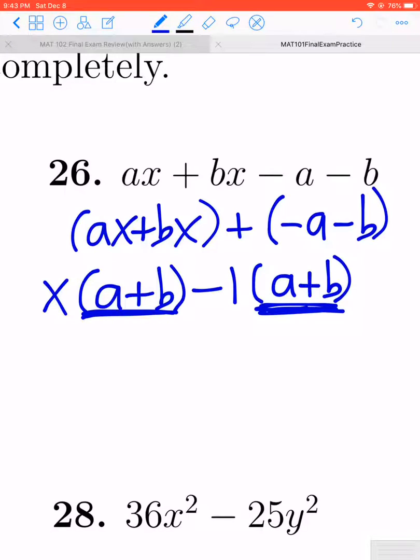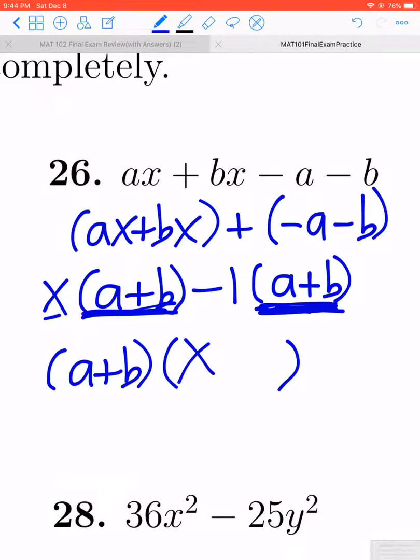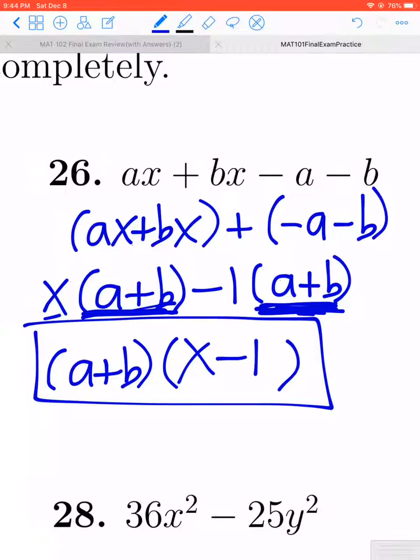So I have an a plus b on this first term. I also have an a plus b on the second term. So that makes that term common so you can factor it out. If I factor out the a plus b from the first term, what I'm left with is an x. And when I factor it out from the second term, I'm left with a minus 1. And that's going to be our factorization: a plus b times x minus 1.